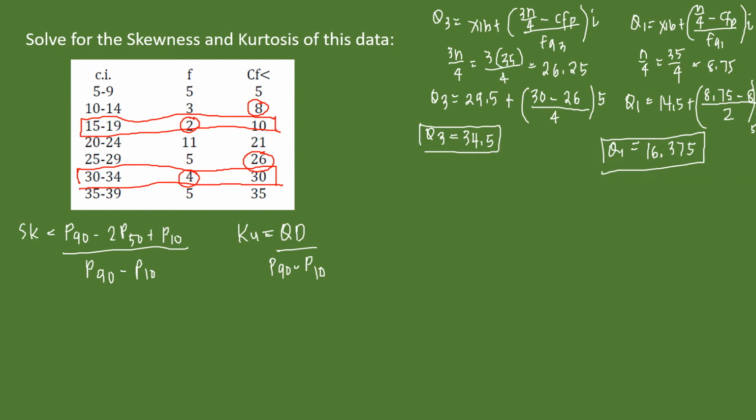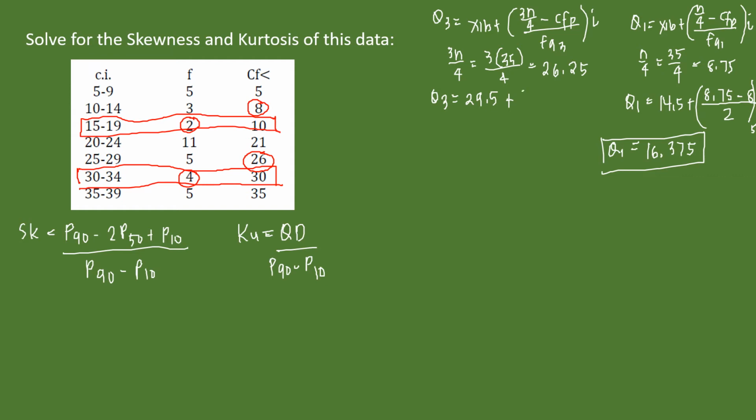Okay, but oh wait, I think I made a mistake here on this part. It should not be 30. I don't know why I wrote 30 here. Let us solve this again. Okay, so let's go back to Q3 because I wrote the wrong number there.